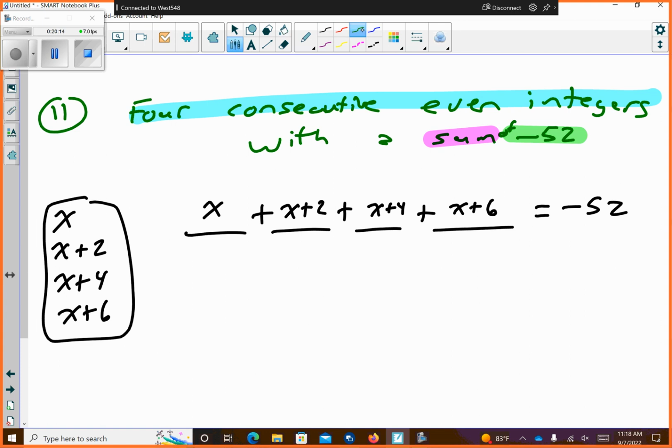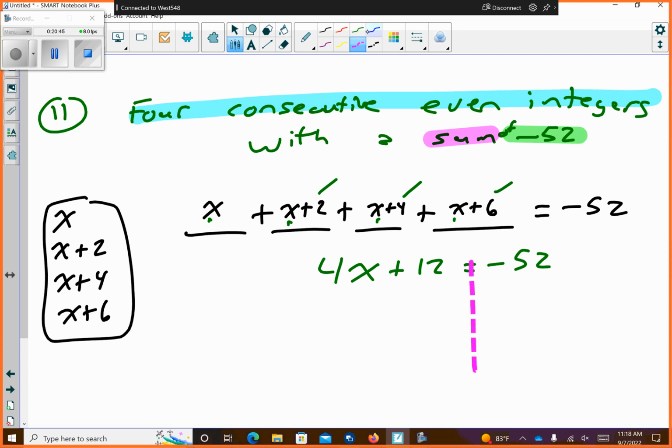We're ready to start dancing with this. How many x's are up there? 4. I got 1, 2, 3, 4. So that's 4x. And then I get 2 and 4 is 6. 6 and 6 is 12 equals negative 52. Yeah, but it's negative. Okay.